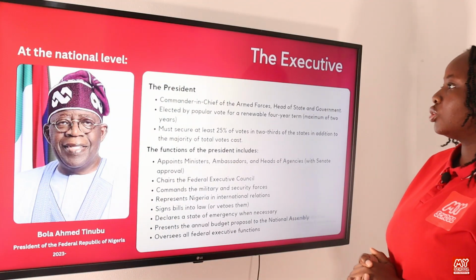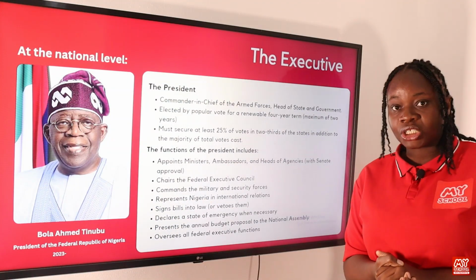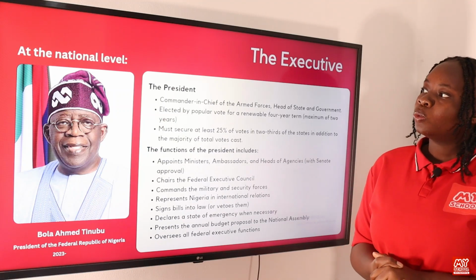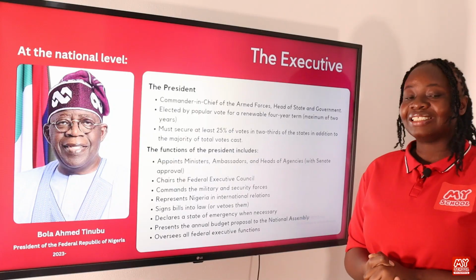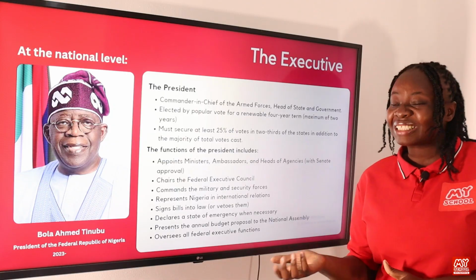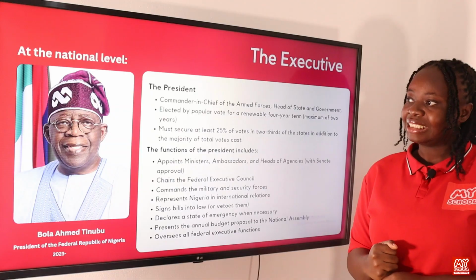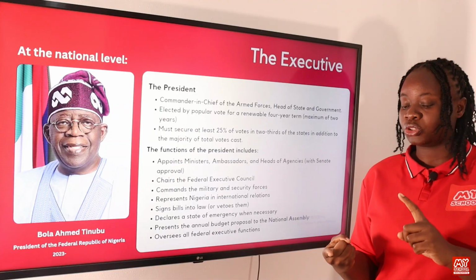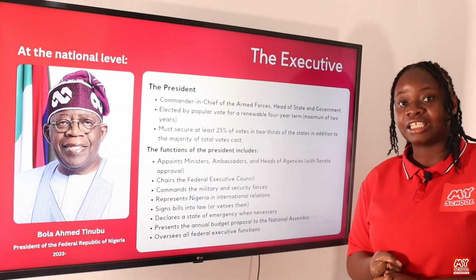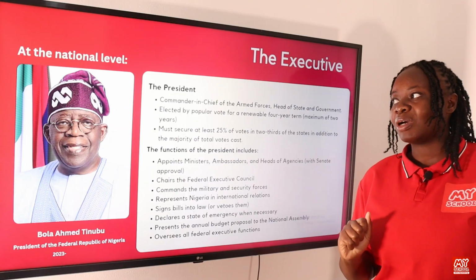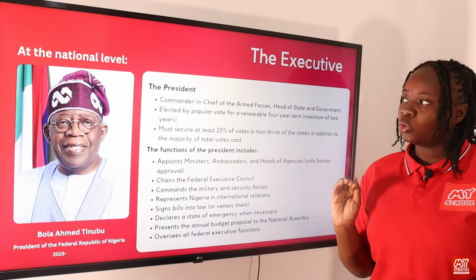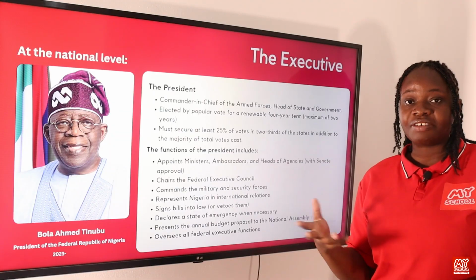All right, now we're going to discuss the executive at the federal, at the national level. So the commander-in-chief of the armed forces, the head of state and government, is known as the president. So Nigeria practices a presidential system of government. This means that the president has both ceremonial functions and executive functions. He is both head of state and head of government. He is also the commander-in-chief of the armed forces. So he is in charge of the Navy, the Air Force.